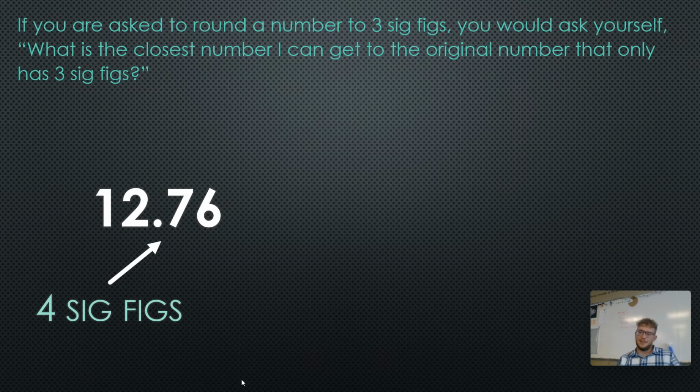All right, why? Because of the Pacific rule, okay? 1, 2, 3, 4. I need to ask myself, what is the number closest to 12.76 that I can get that only has 3 sig figs? All right, so think about it. What number is the closest number to that with only 3 sig figs?